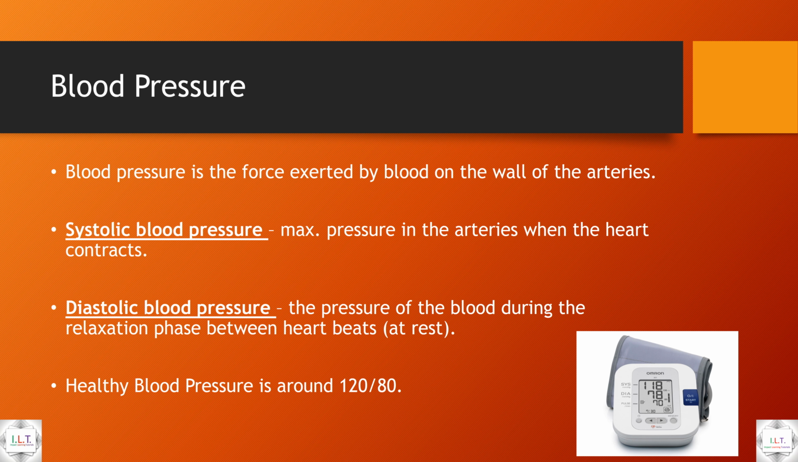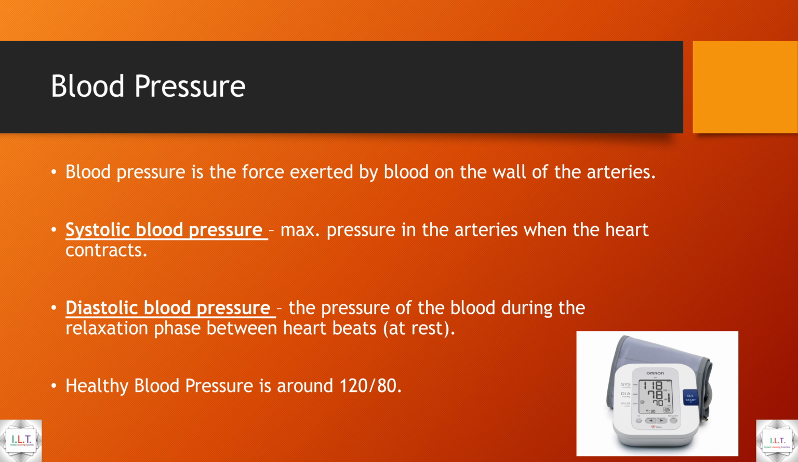So blood pressure. Blood pressure is the force exerted by blood on the wall of the arteries, and there are two main things you need to remember about blood pressure. Systolic blood pressure is the maximum pressure in the arteries when the heart contracts. So on a blood pressure monitor, this is the top number.